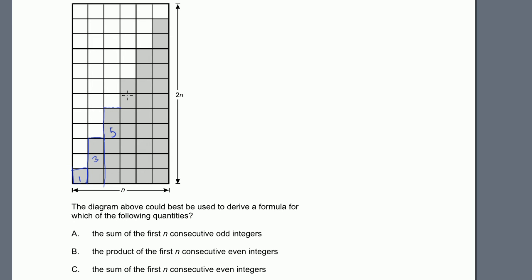So these are odd integers, and there are going to be n of them, right? 1, 2, 3, 4, all the way to n of them. And so if we wanted the sum of them, we would essentially just have to figure out the area of the shaded region. So we could use the diagram for that. So the area of the shaded region is 2n times n divided by 2, which is equal to n squared, which is a neat outcome by itself, that the sum of the first n consecutive odd integers is n squared. So that's going to be our choice, A, that you can actually use the diagram to figure out that formula.